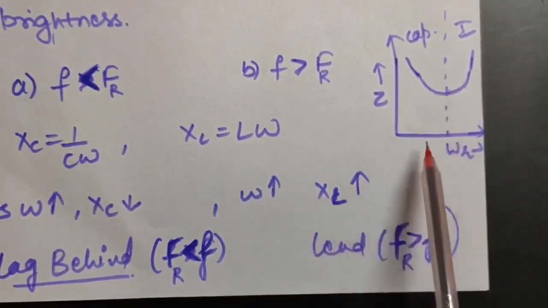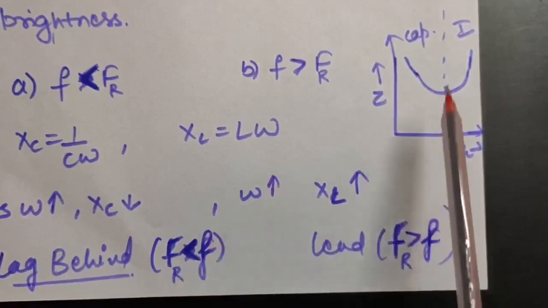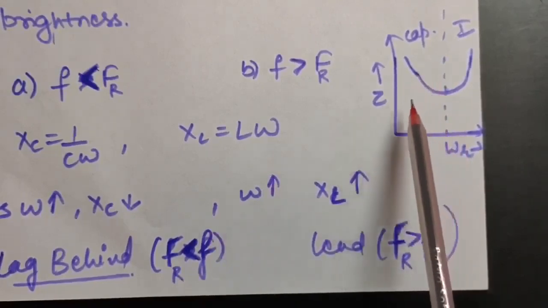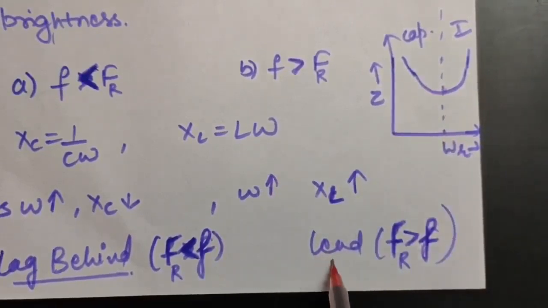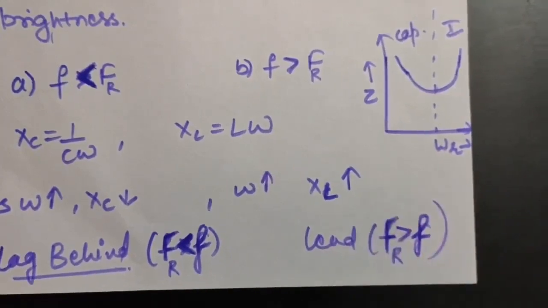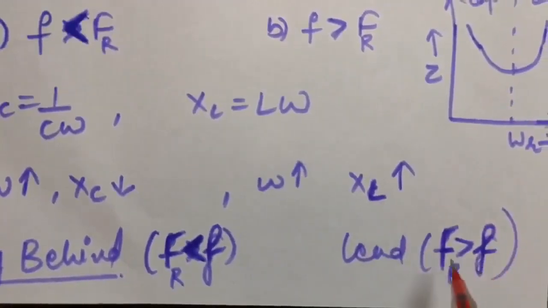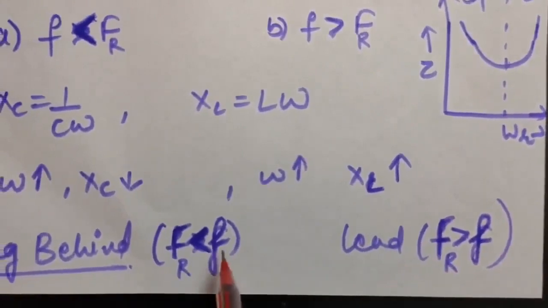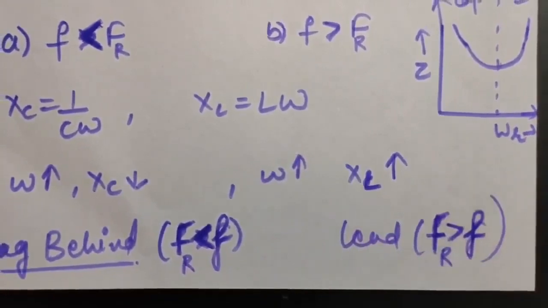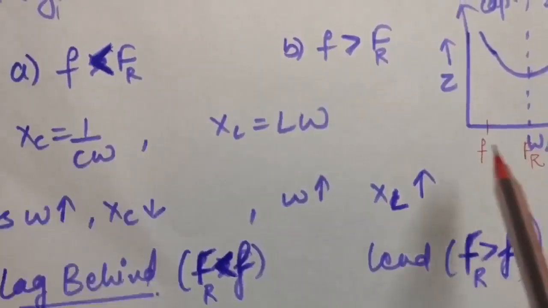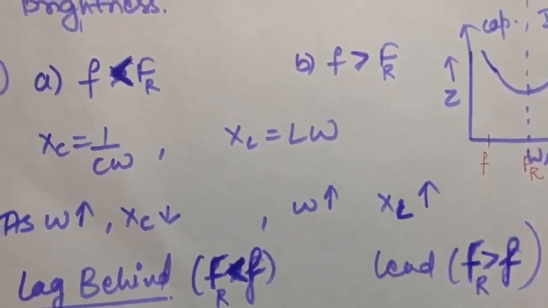So that means when omega is less than omega r, or if small f is less than fr, we have capacitance. And in capacitance, as you know, the current leads. So when f is less than fr, the current will lead, and when f is greater than fr, the current will lag behind. Or you can say when fr is greater than f, we have capacitive nature, so that means current will lead, and in the other case it will lag.